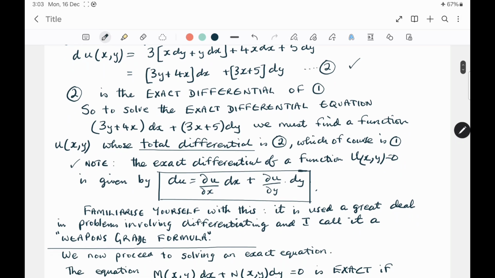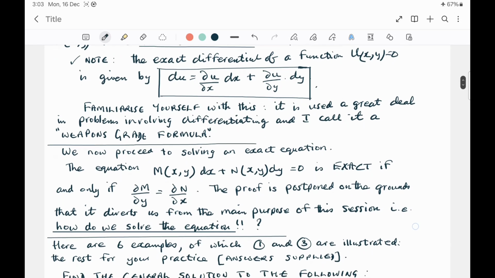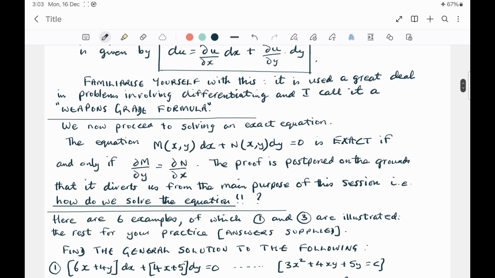I want you to familiarize yourself with this expression, because it is used a great deal in problems involving differentiating. It's so important that I call it a weapons grade formula. So familiarize yourself with that, because you will need it again and again if you continue your studies of maths. We now proceed to solving an exact equation.